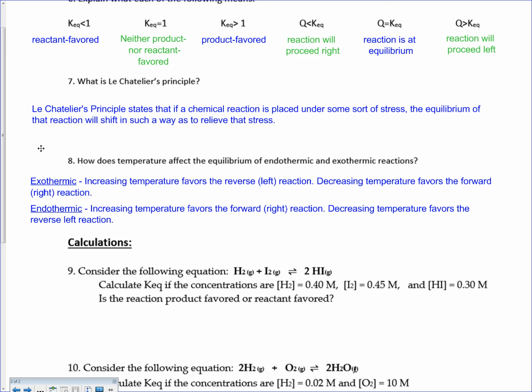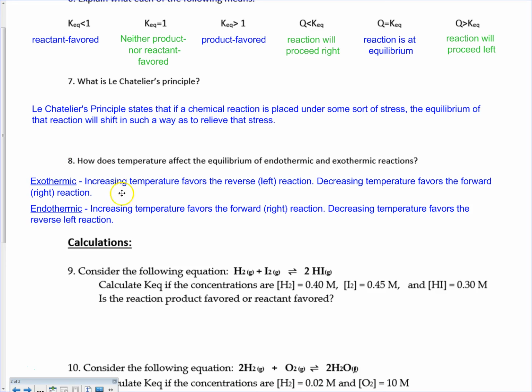reduce heat. If you add pressure, it's going to try and reduce pressure. If you take away pressure, it's going to try and add more pressure. So whatever you're doing, Le Chatelier's principle says the reaction tries to compensate for that by shifting the equilibrium in such a way that it undoes whatever you're trying to do to it. So that's kind of how that works.